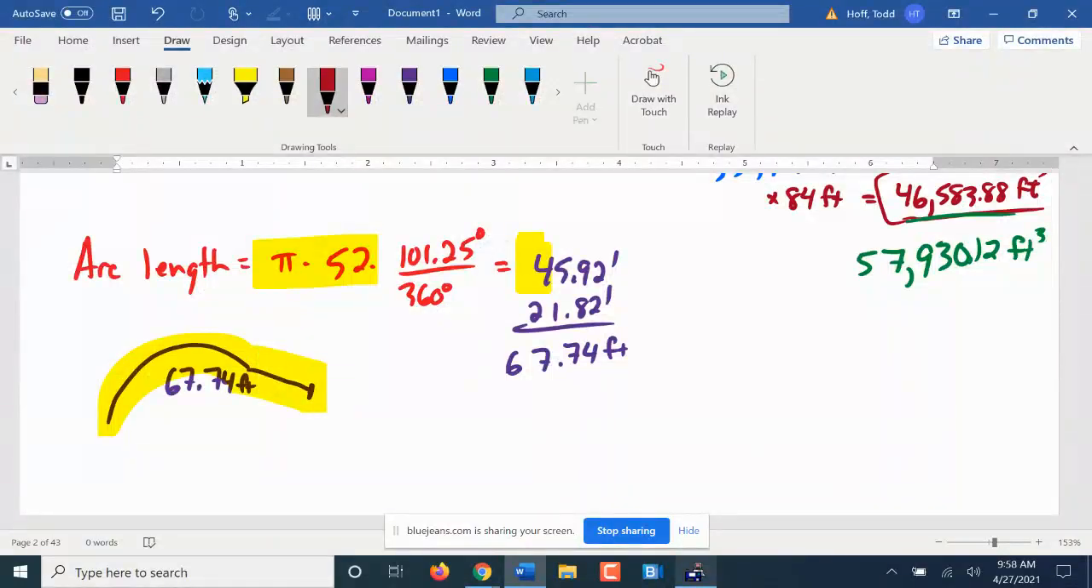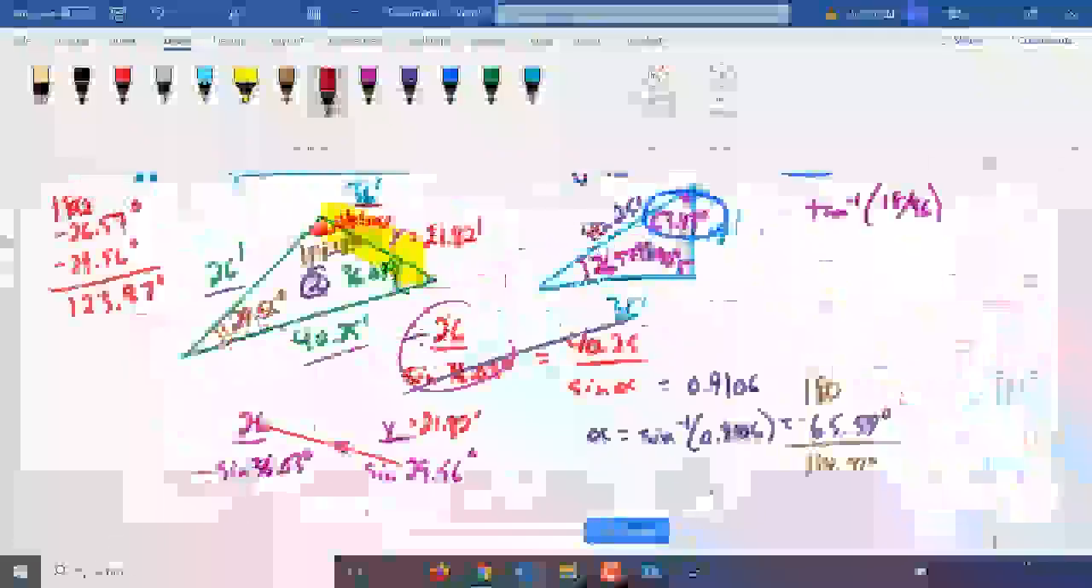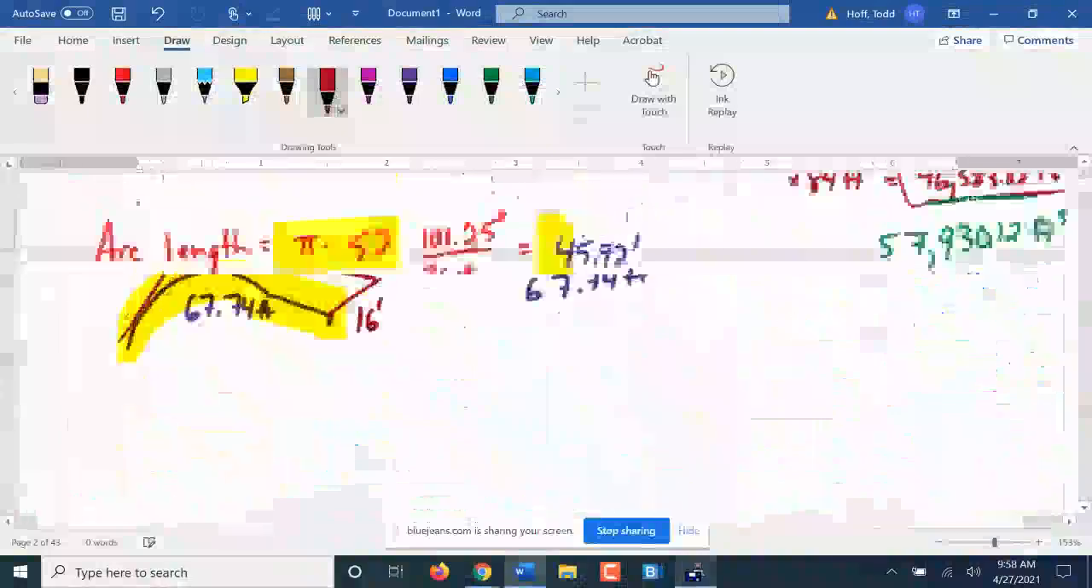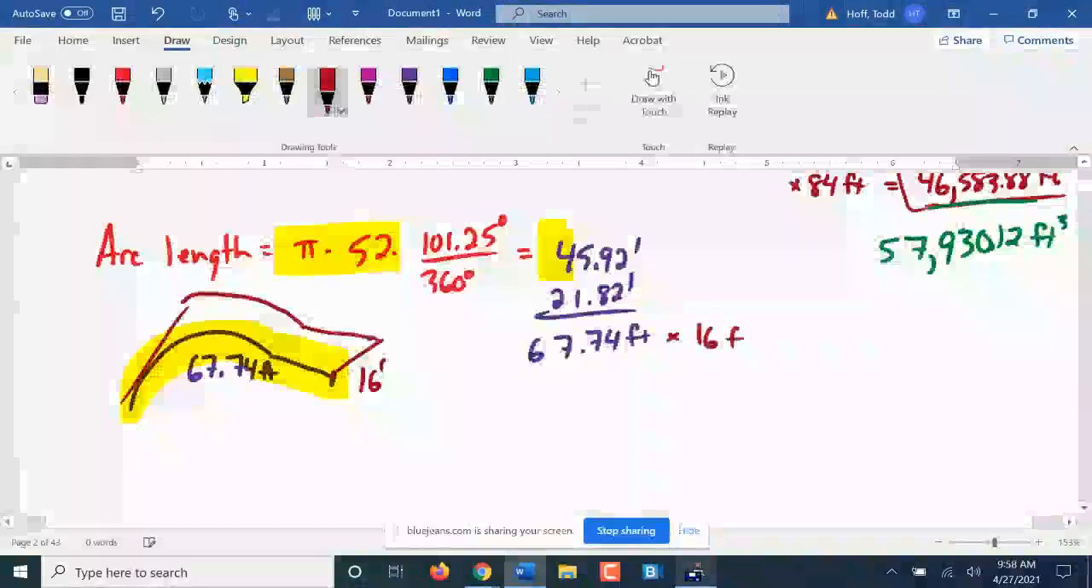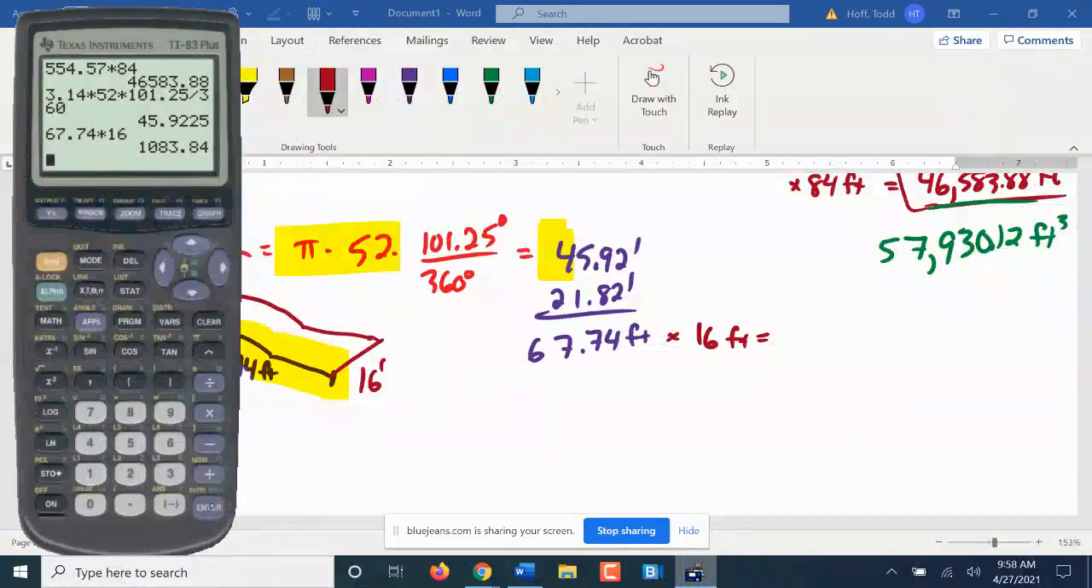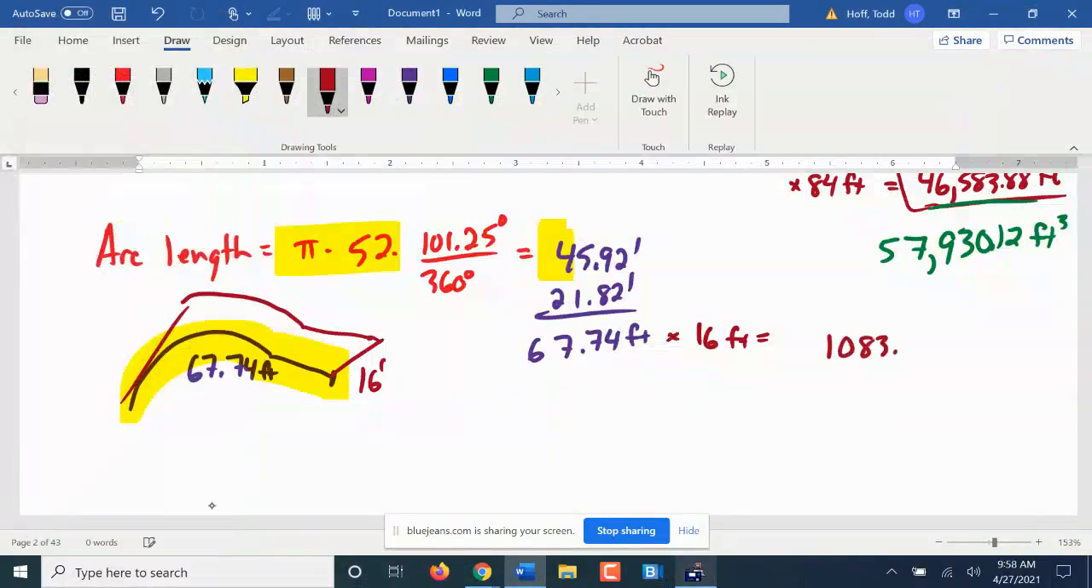And that portion goes for a depth of 16 feet. We'll check that dimension. It is 16 feet. We multiply that by 16 feet. 67.74 times 16 gives us 1,083.84 square feet of roof area on that portion of the roof.